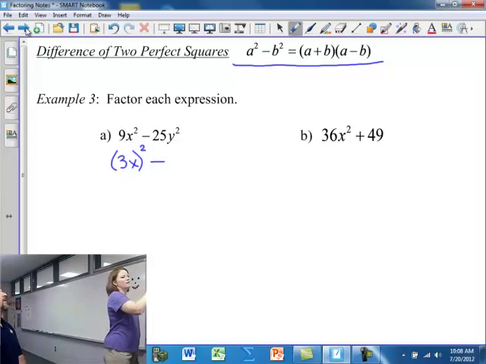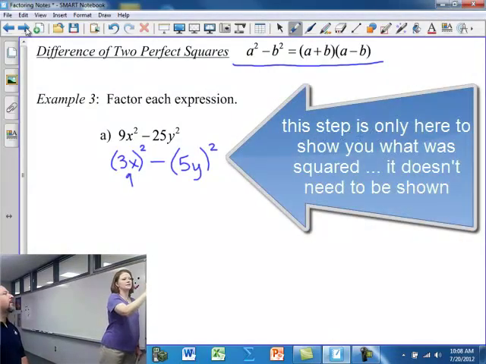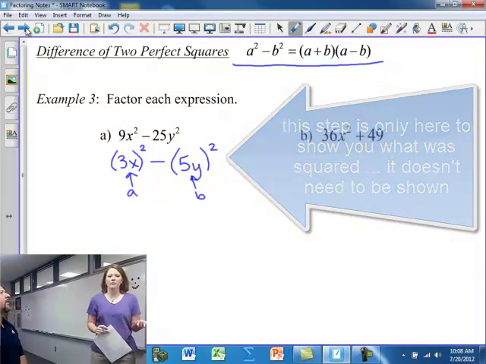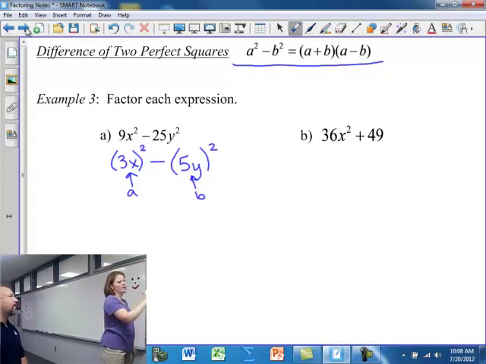What did we square to get 25y squared? How about 5y? Now, if you recognize this, this is like your A, and this is your B. I don't necessarily remember A plus B, A minus B. I remember first thing plus second thing, first thing minus second thing.